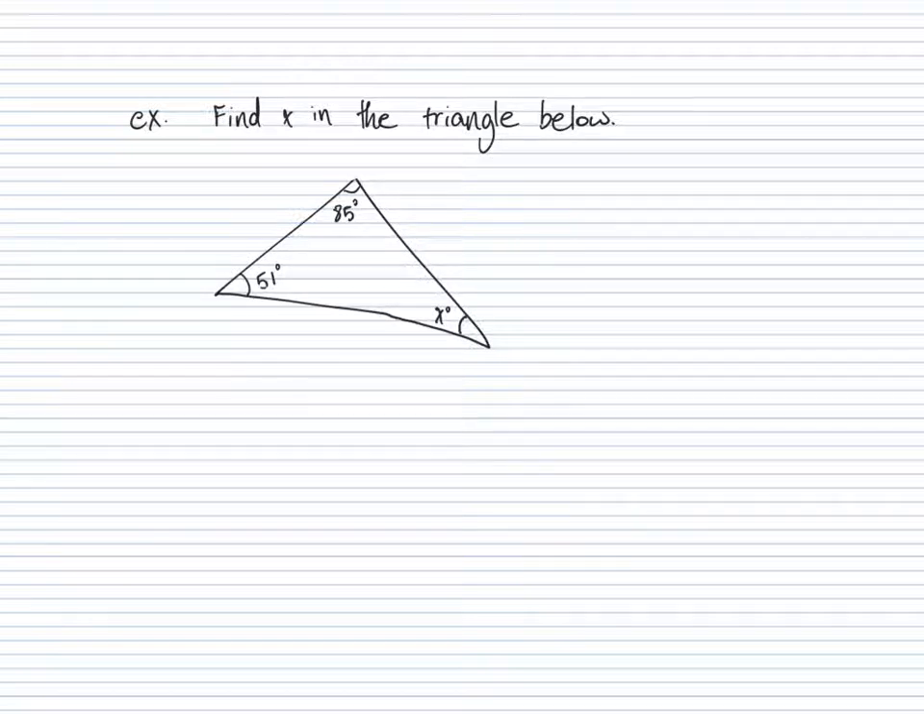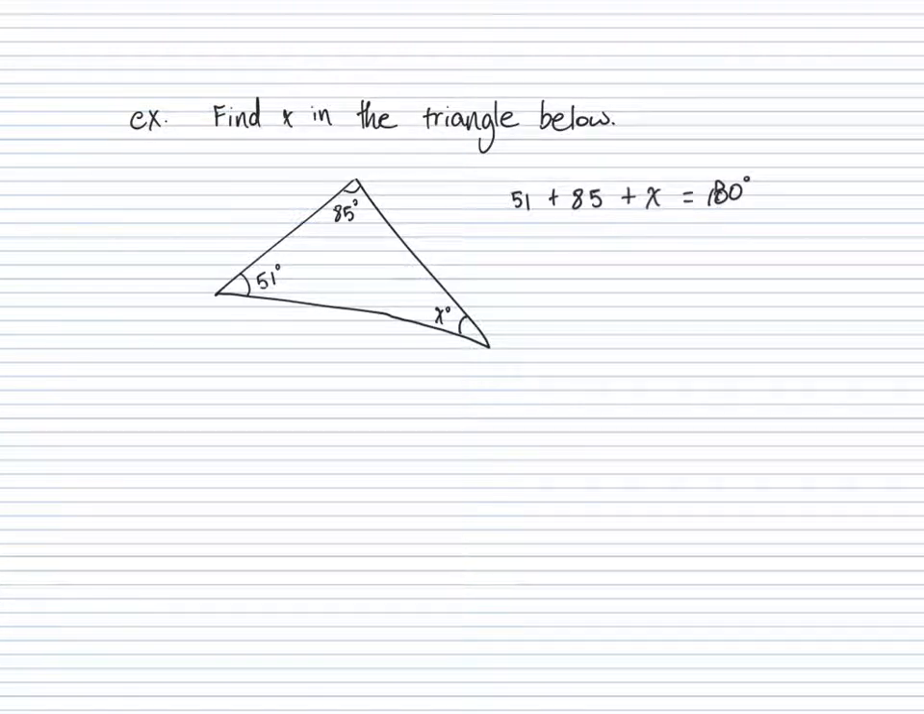Okay, so in this triangle, we're being asked to find x, and we know something that we just spoke about. We know that the sum of the angle measurements will always be equal to 180 in every single triangle, which means that if we take our 51 and we add it to 85 and we add it to this unknown number x, we should get 180 degrees. All right, so therefore we can figure out what x is.